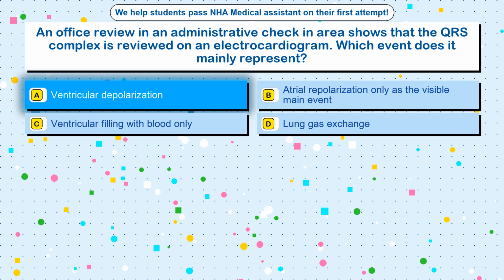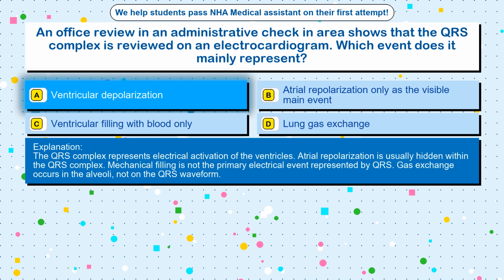The correct answer is option A, ventricular depolarization. The QRS complex represents electrical activation of the ventricles. Atrial repolarization is usually hidden within the QRS complex. Mechanical filling is not the primary electrical event represented by QRS. Gas exchange occurs in the alveoli, not on the QRS waveform.